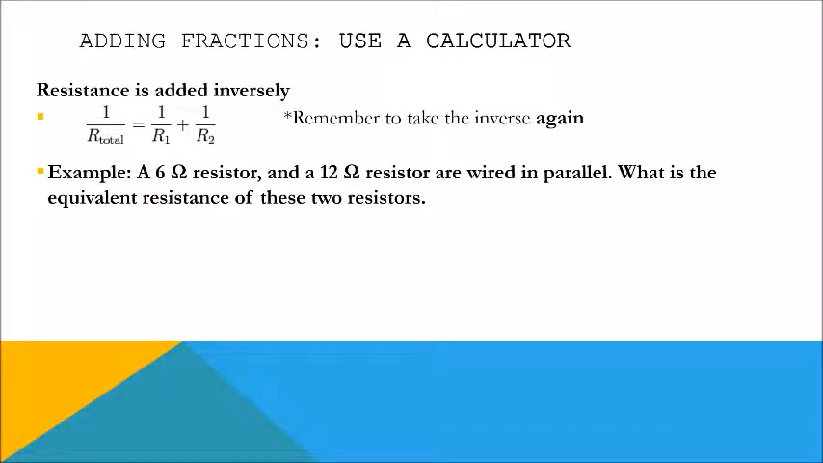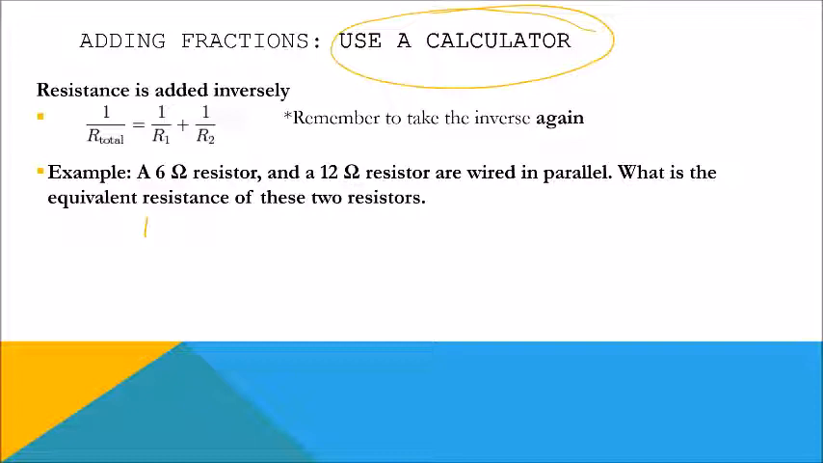Since we are adding fractions, please use a calculator for this. Sometimes you'll be able to do it in your head, but please use a calculator if you're unsure. Adding fractions is not the same as adding numbers. For example, if you have a 6 ohm resistor and a 12 ohm resistor wired in parallel, what is the equivalent resistance of these two resistors?